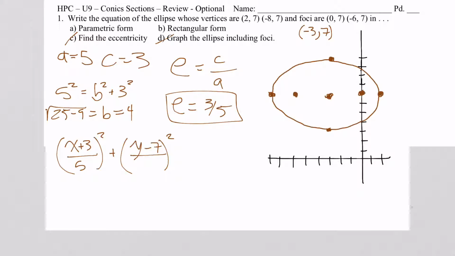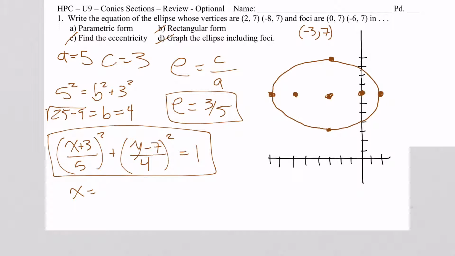Divided by our b value, or if you don't want to think about it in terms of a and b, how far up did you go from the center? Well, you went up 4 to hit that ellipse, so we'll have a 4 down there, and it is equal to 1. So there is our rectangular equation right there. We've done B. So one more to do, a parametric form.